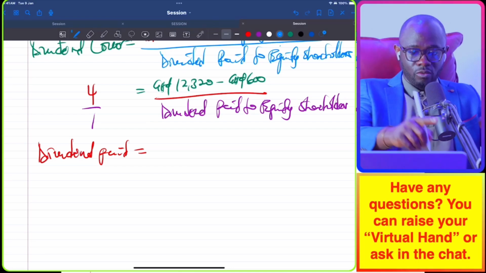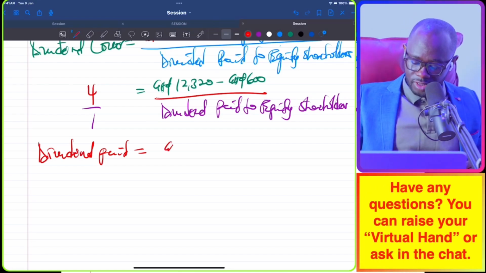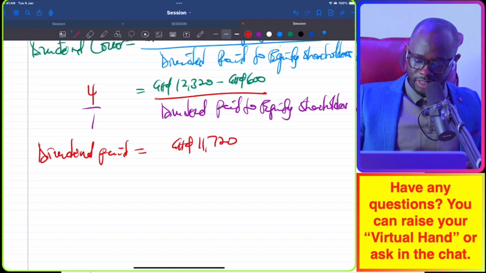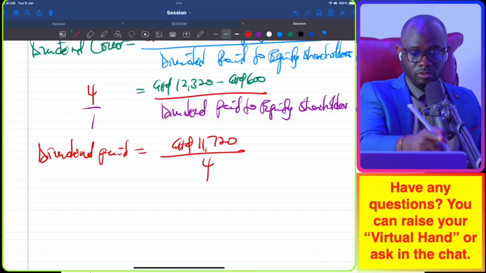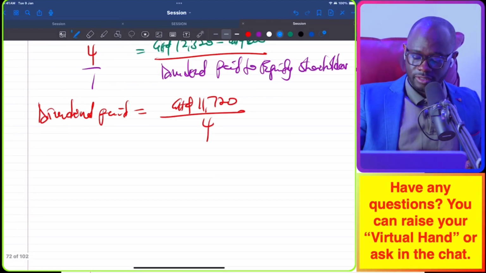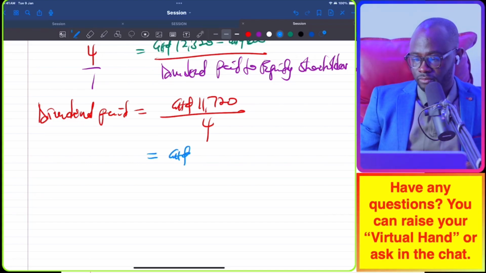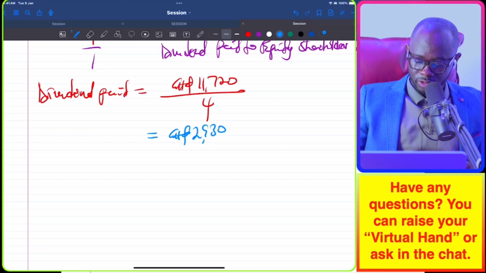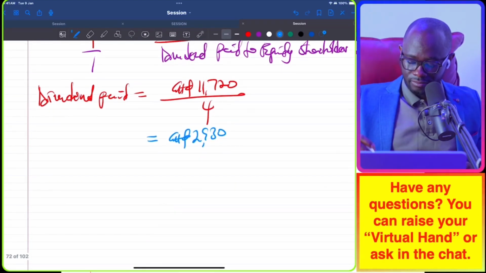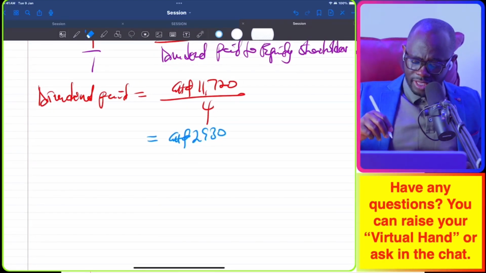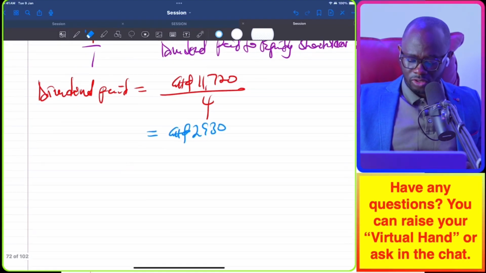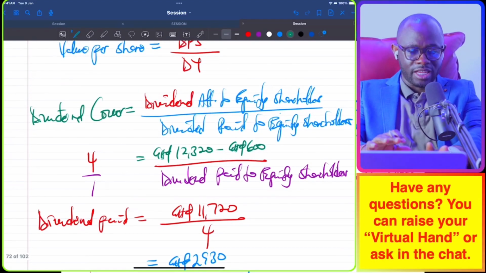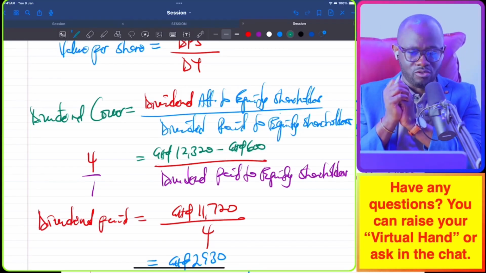And so what do I have from this and that? The numerator, 600 from 12,320, is 11,720. 11,720 divided by 4, because the 4 will come and divide it. What do I have? 2,930. Good. All right. So that's the idea there. 2,930. Okay. So now you have the dividend paid to the equity shareholders.